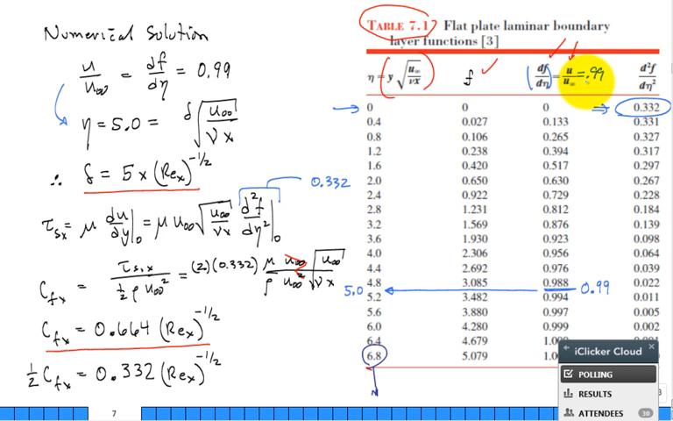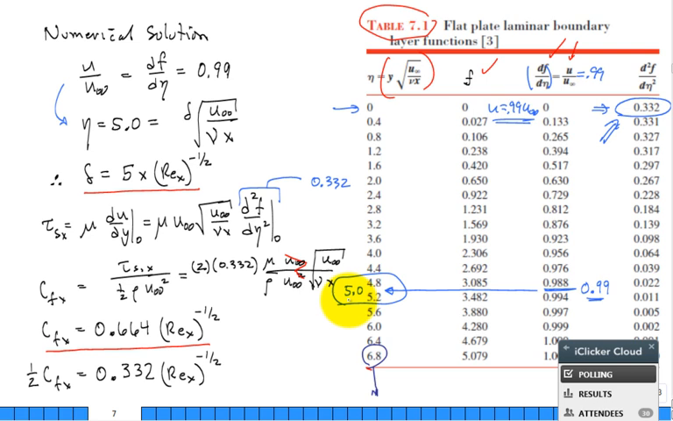What was 99%? U over u infinity? That would mean that u is equal to 0.99 of u infinity. Does that equation look familiar? That's the extent or thickness of the boundary layer. So when you come down here to 0.99, you come across and you find that that's eta of 5. I know there's probably a few more digits on that, but close enough to 5. So the whole table boils down to 0.332 and 5.